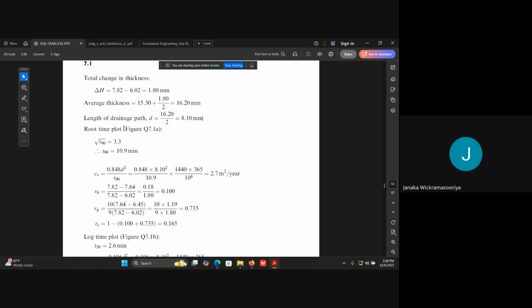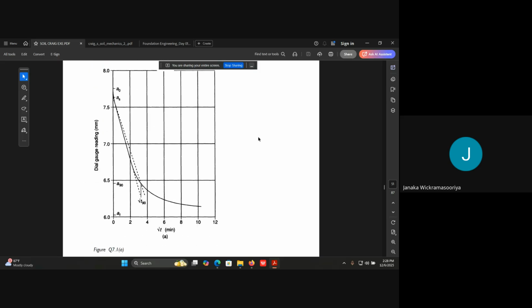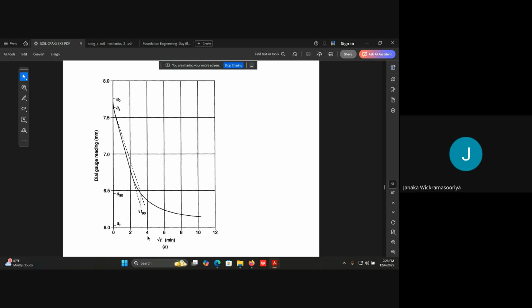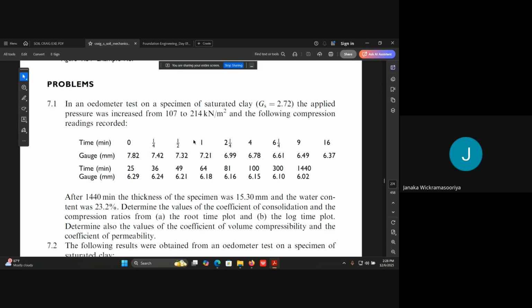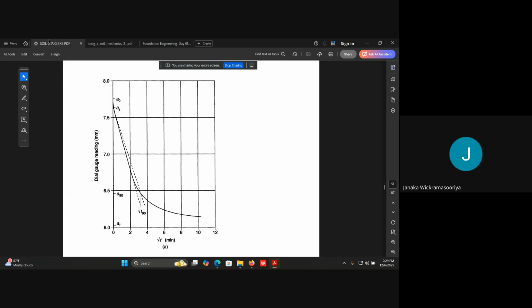So then we can plot this root time plot, that is figure Q 7.1a. In the x-axis we take the square root of time, and in the y-axis we take the dial gauge. You can take the square root of this time because it is given, so it will be very convenient to get the square root. It is very easy to get the square root of time, and you can plot it with the gauge reading.